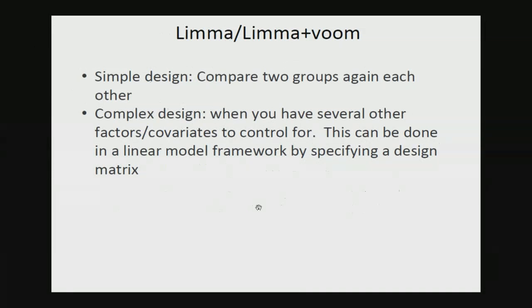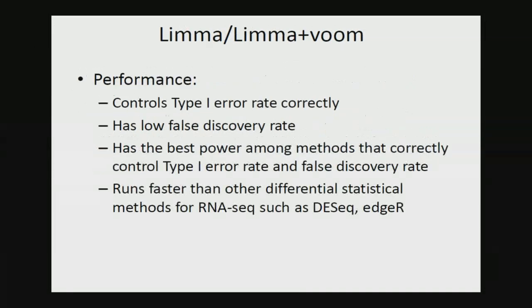You can make different coding selections by specifying this. And in terms of performance, Limma controls the type 1 error rate correctly. Type 1 error is the alpha level. And it has a very low false discovery rate. Okay, we can see this in an example given later. It's also very powerful. It has the best power among methods that correctly control type 1 error and false discovery rate, which is nice. And another advantage is computational speed. It runs much faster than other differential expression statistical methods.